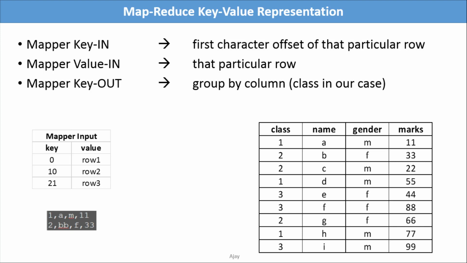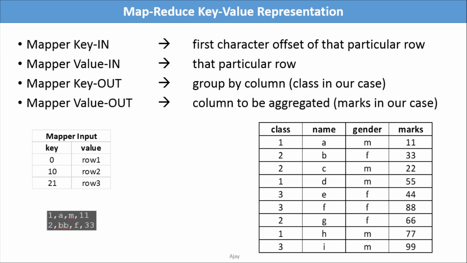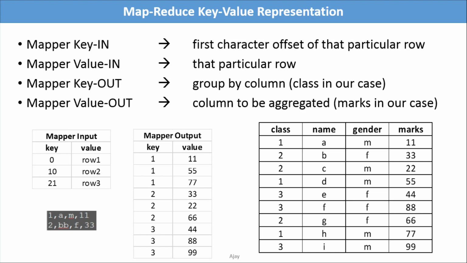The user writes the mapper program. The program output should be such that the key is set to the group by column, which is the class column in our case, and the value should be the column that needs to be aggregated, which is the marks column in our case. So the output of the mapper would look like this.